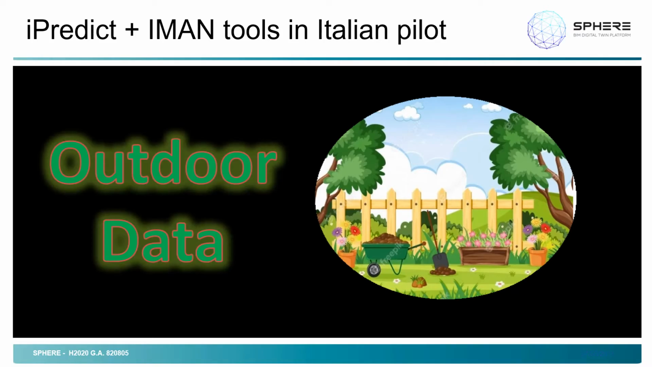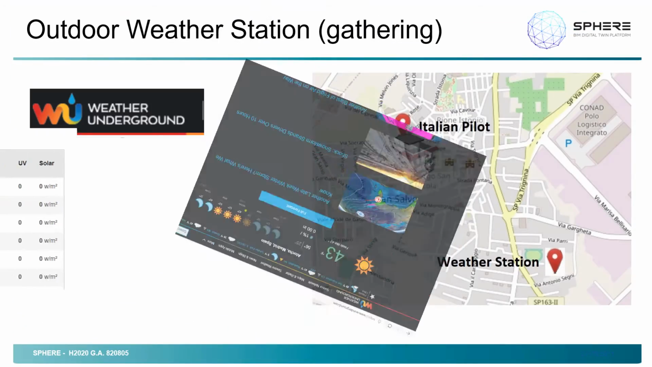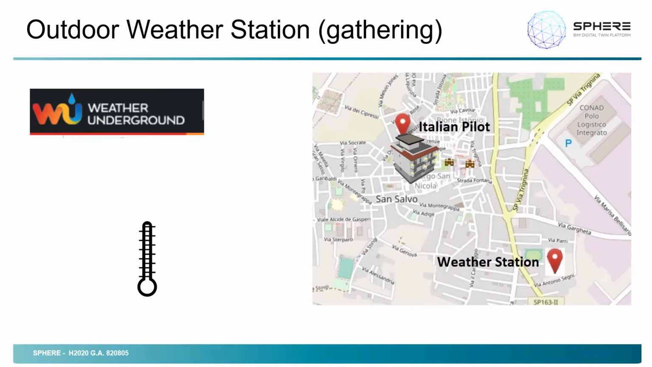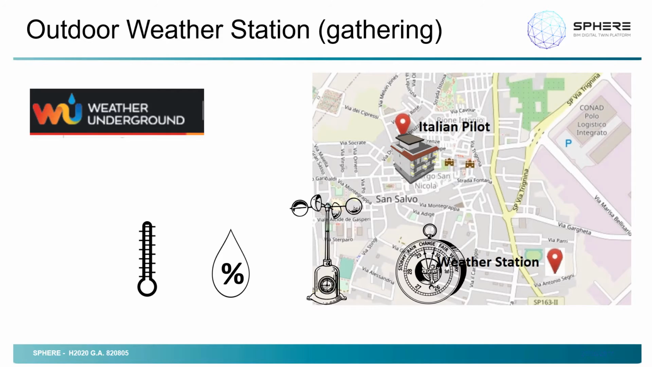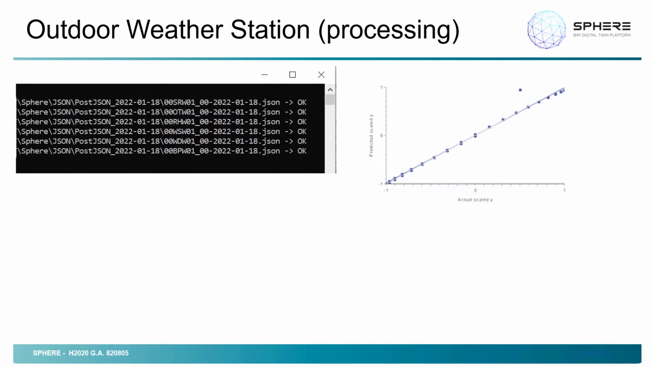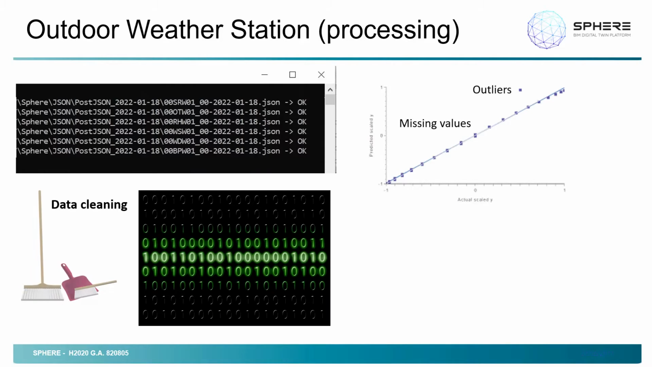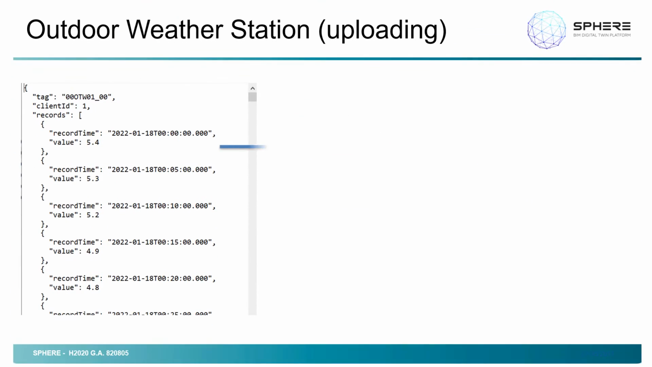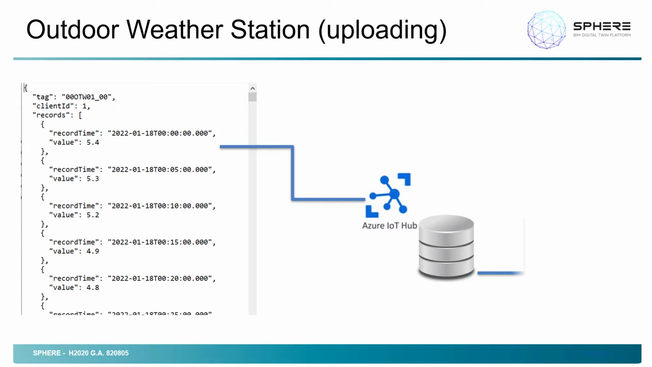Outdoor data. The data comes from a weather station located 200 meters from the pilot building. Temperature, relative humidity, wind speed and direction, etc. A script in Python has been developed to automatically gather outdoor weather data from Weather Underground website with 5-minute granularity. And files are created for every variable and are sent to the IoT Azure platform provided by IDP to be later used by iPredict or any other tool that may request it.